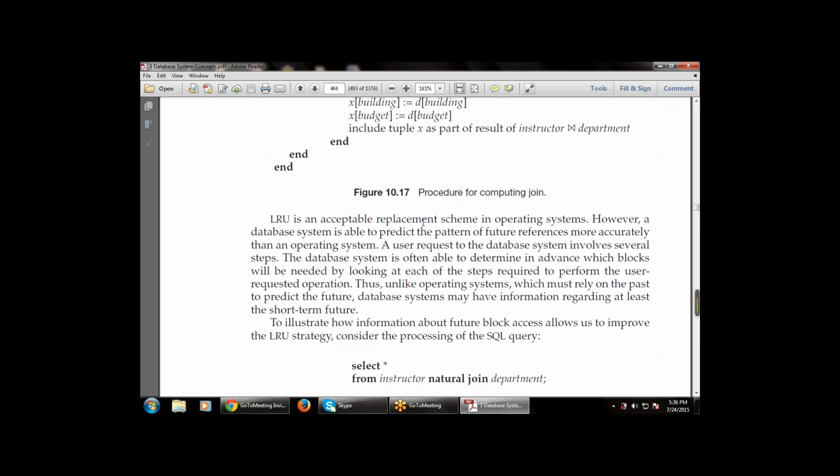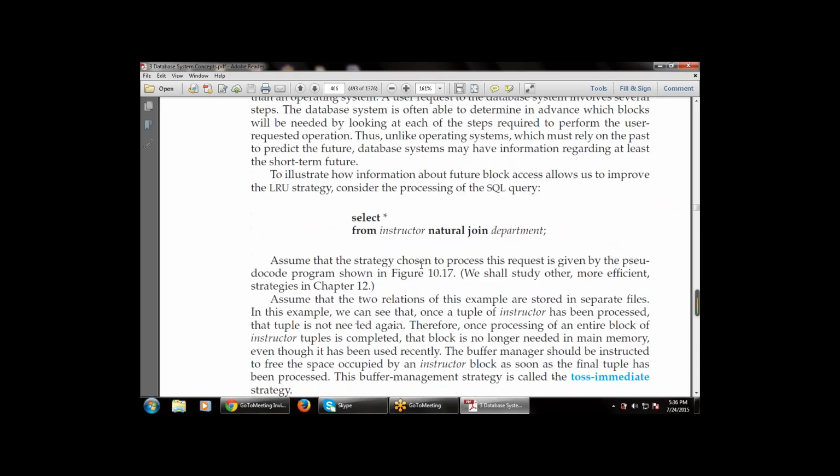LRU is an acceptable replacement scheme in the operating system. However, a database system is able to predict the pattern of future references more accurately than the operating system. So to illustrate how information about future block accesses allows us to improve the LRU strategies, consider the processing of the SQL query: select star from instructor natural join department.